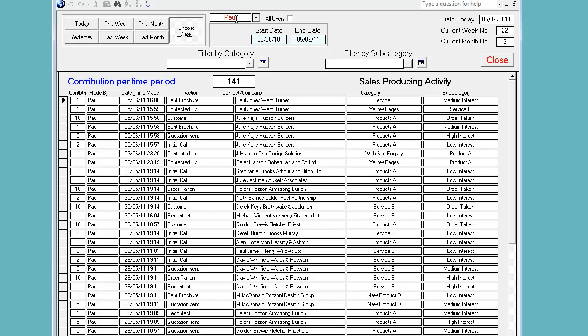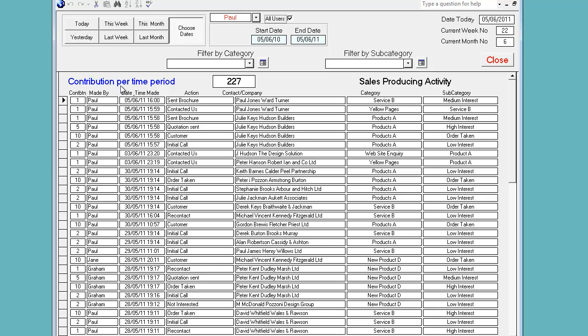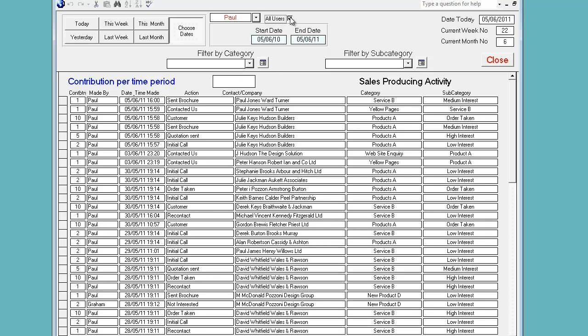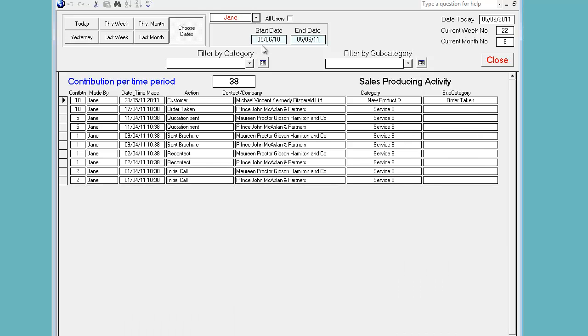I can look at my contacts only, all Paul, or I can choose to see all of the people that have made contacts, and here you can see Jane and Graham. If I just want to see what Jane's been doing, I can click on Jane, or I could pick Graham.